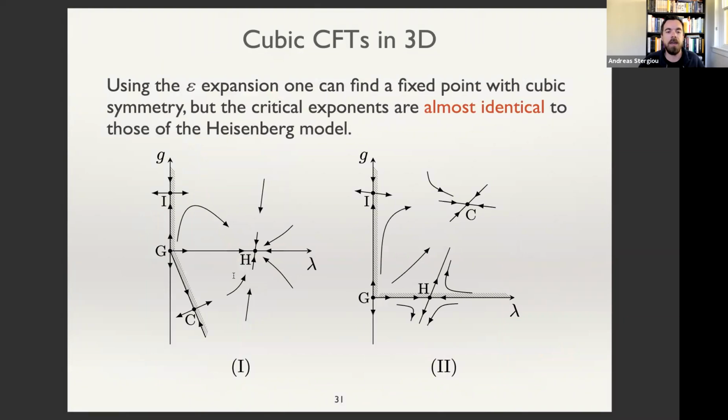The situation again is similar to the MN case. There are two fixed points. One fixed point that appears after this cubic deformation is the decoupled Ising theory. So it's up here where lambda is 0 and G is non-zero.